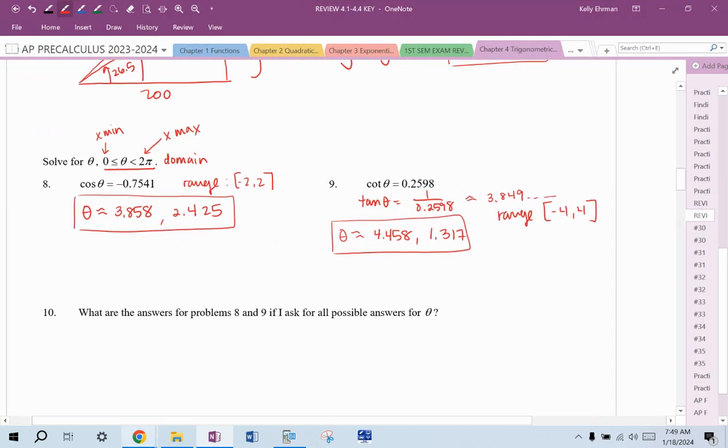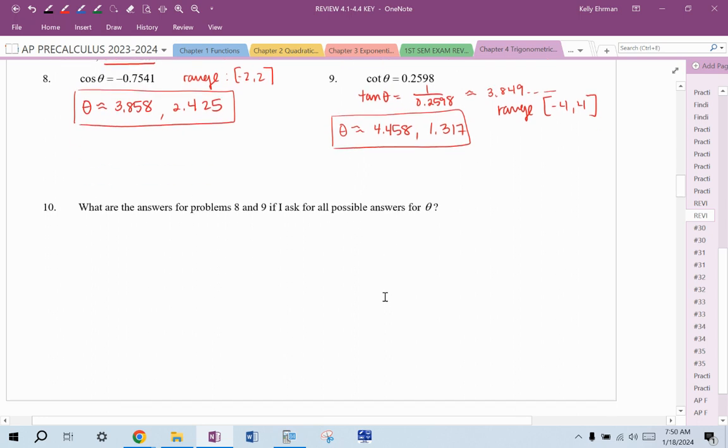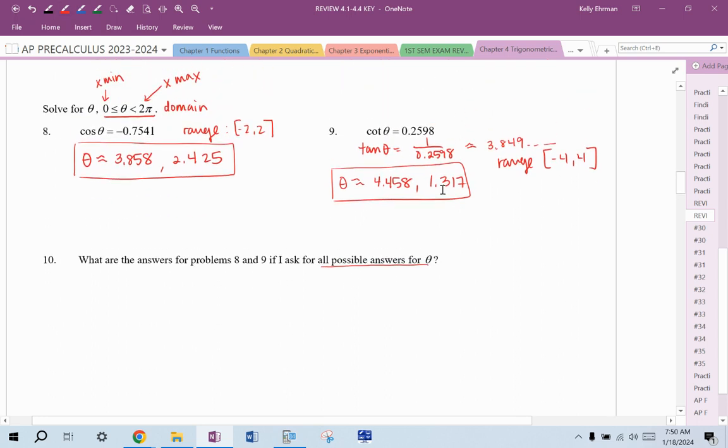And then final question here. What are the answers for problems 8 and 9 if I ask for all possible answers for theta rather than just the answers that are between 0 and 2 pi? So all you have to do, and we will need to do this for our AP test, is write down one of the angles that you got and add 2 pi k. K is an integer.